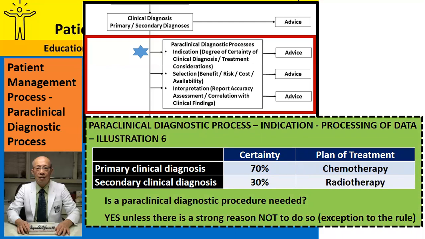70% for the primary and 30% for the secondary. Chemotherapy for the primary, radiotherapy for the secondary. Is a paraclinical diagnostic procedure needed? Yes, because 70% is still low, not certain, and then the treatment plans for the primary and secondary are markedly different. One is chemotherapy, one is radiotherapy.